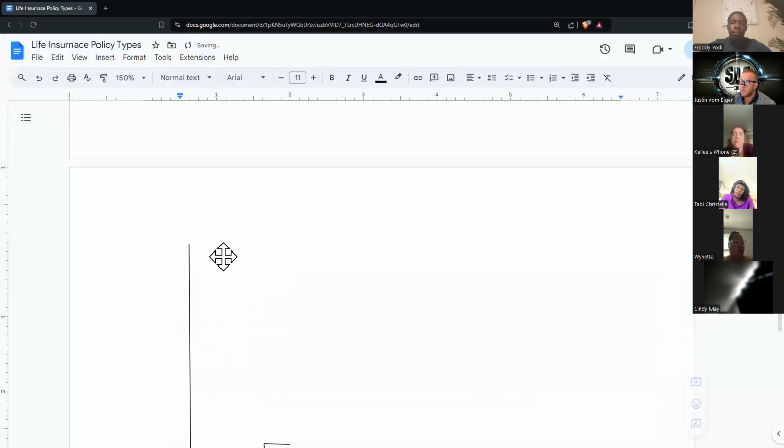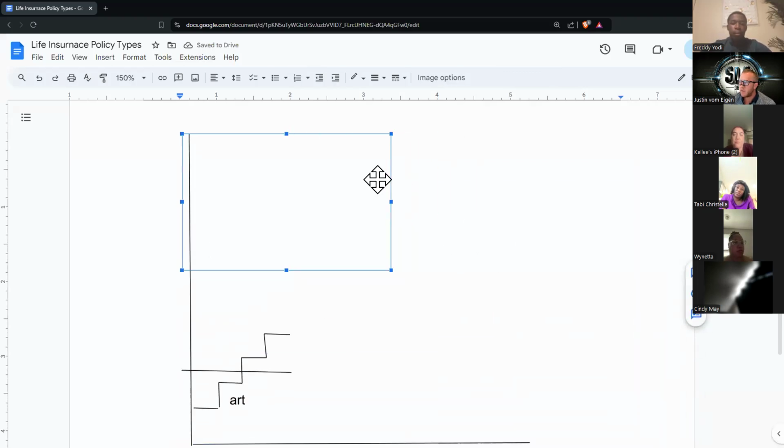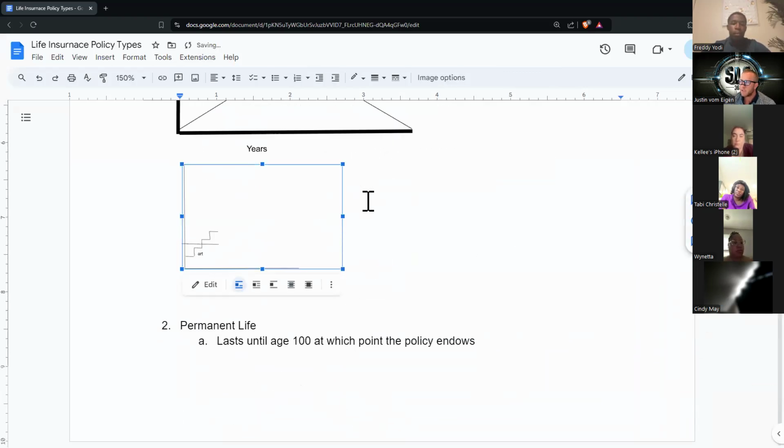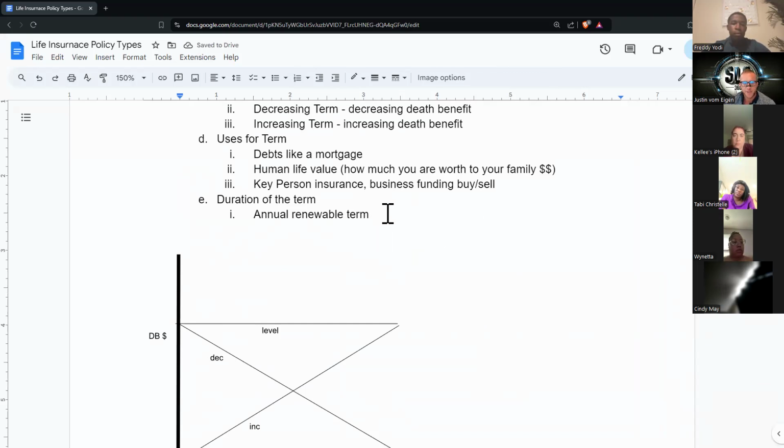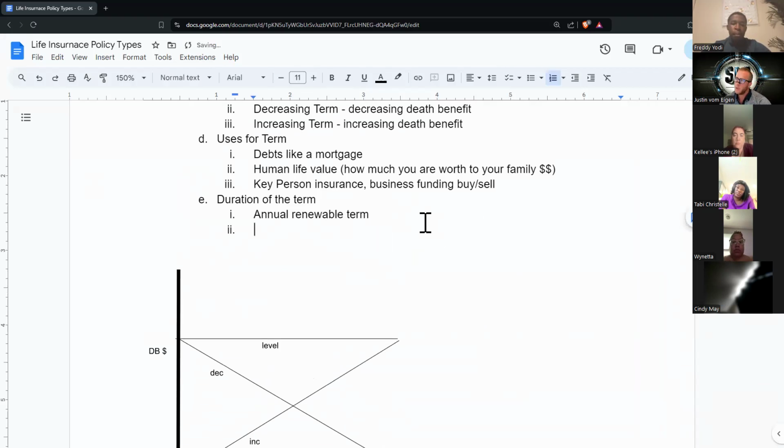So term insurance has no cash value. There's no savings component. So no cash value, no savings component.